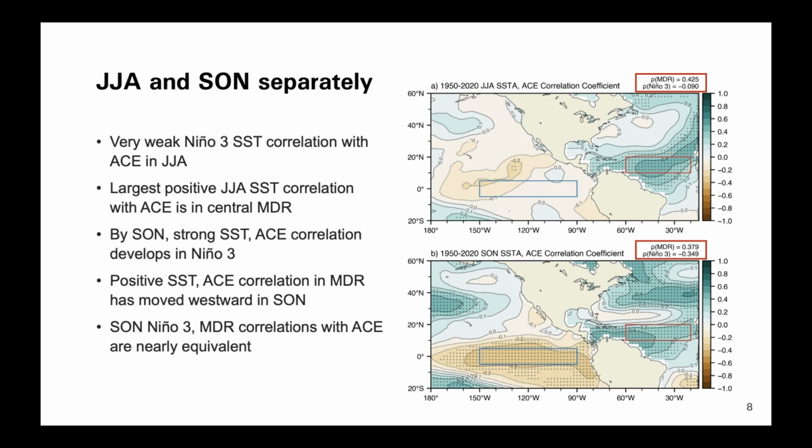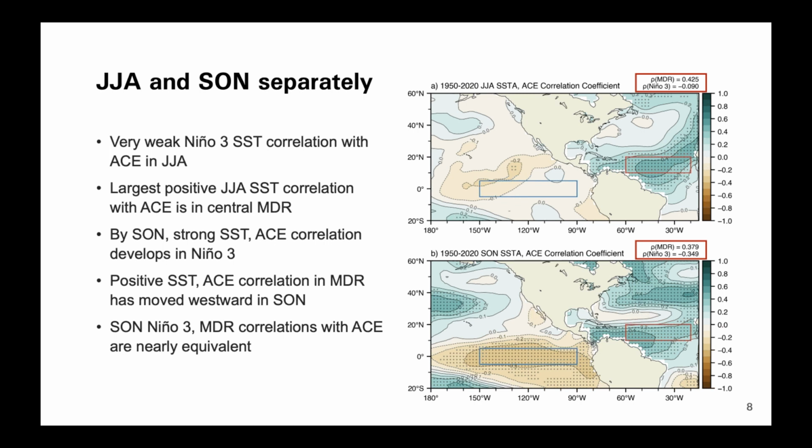MDR SST anomalies. However, you'll notice that the correlation is absent in the Niño 3 region. There is no significant correlation at all between the SST anomalies in Niño 3 and ACE during JJA. And this signifies a very weak remote SST influence on Atlantic tropical cyclone activity during the early hurricane season.